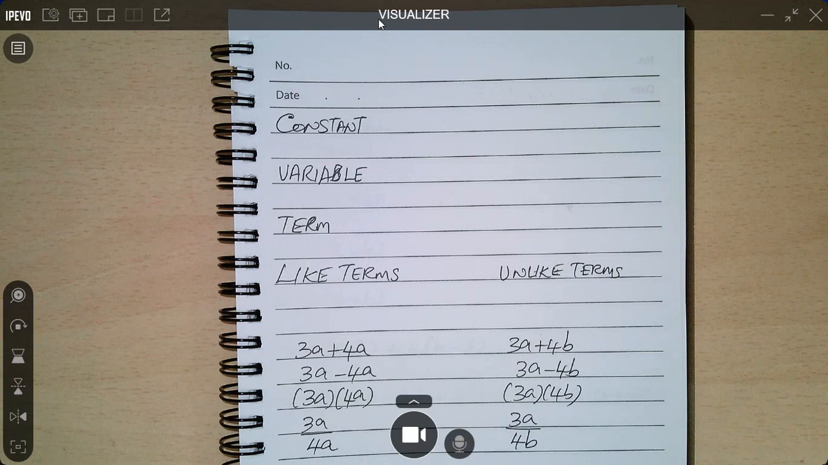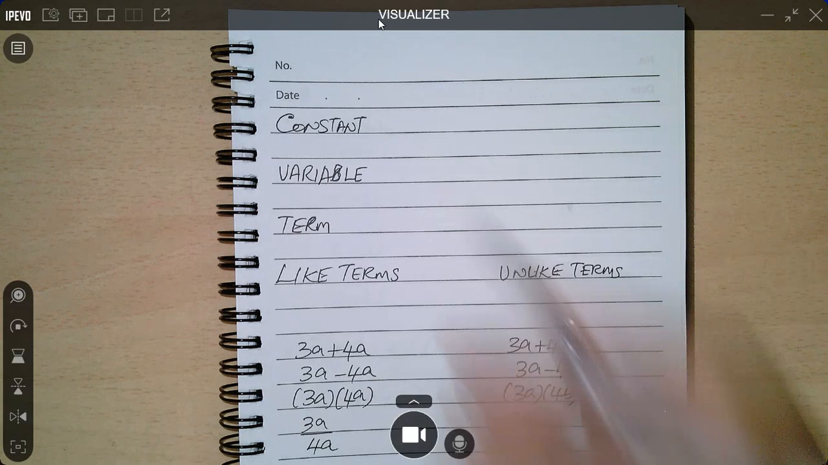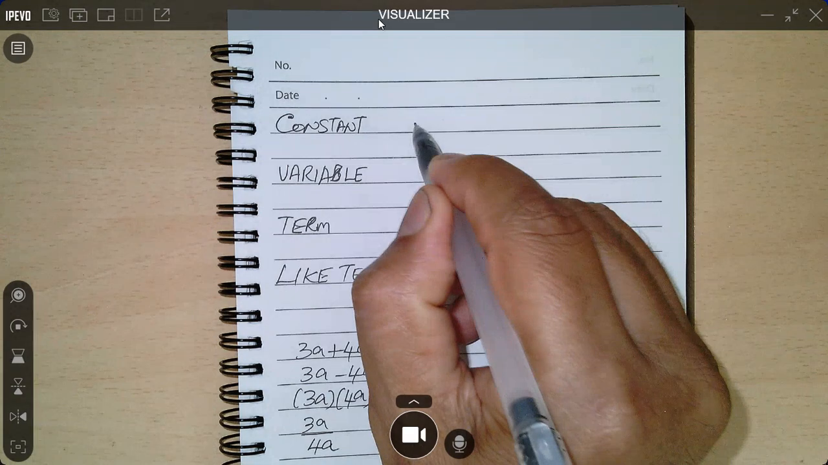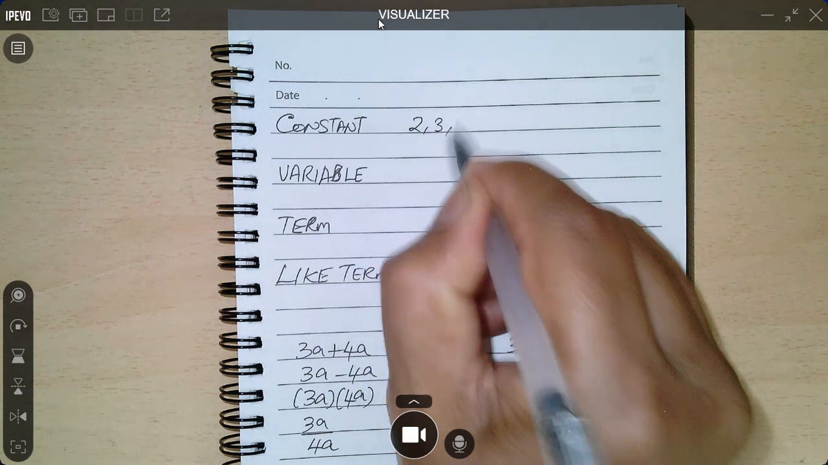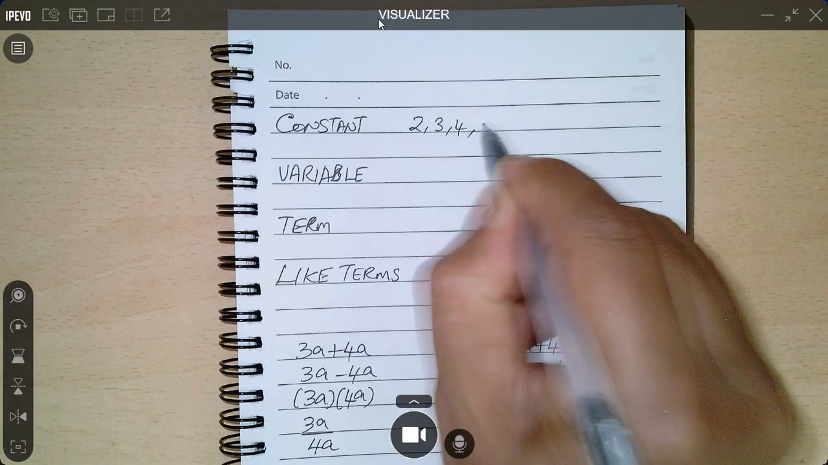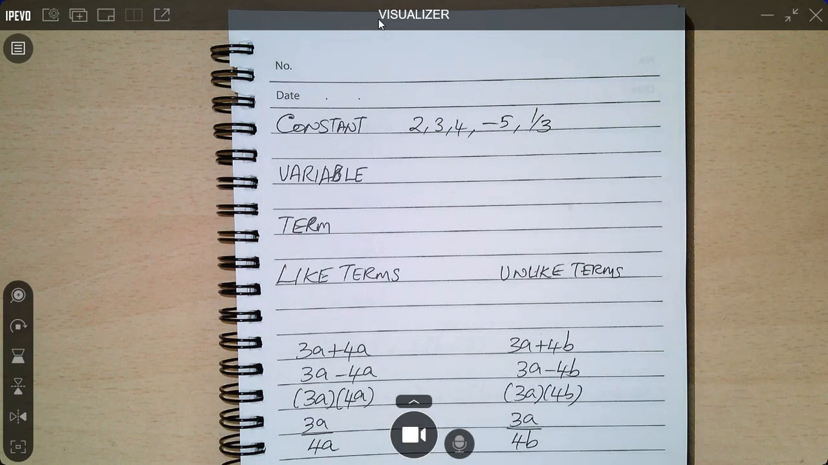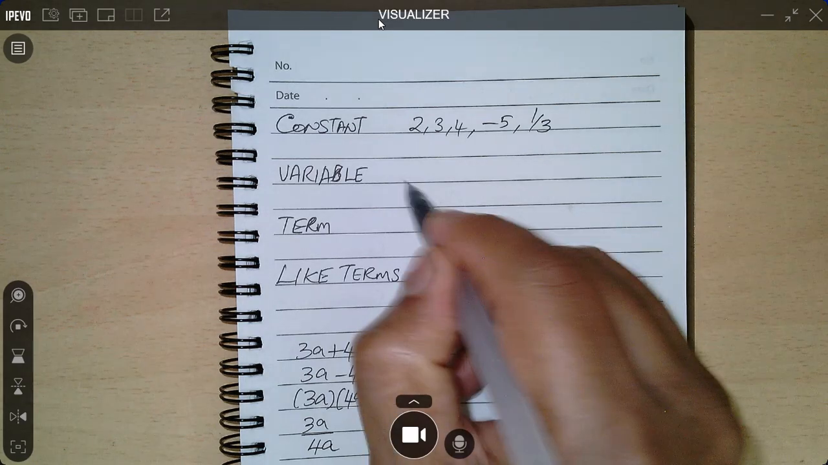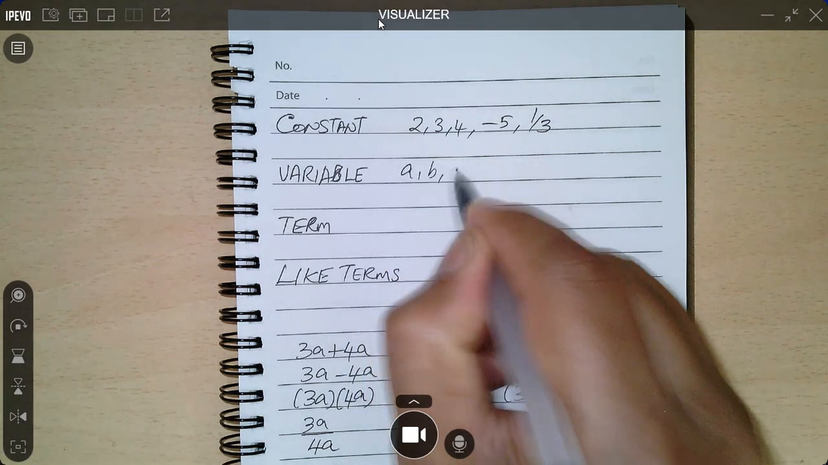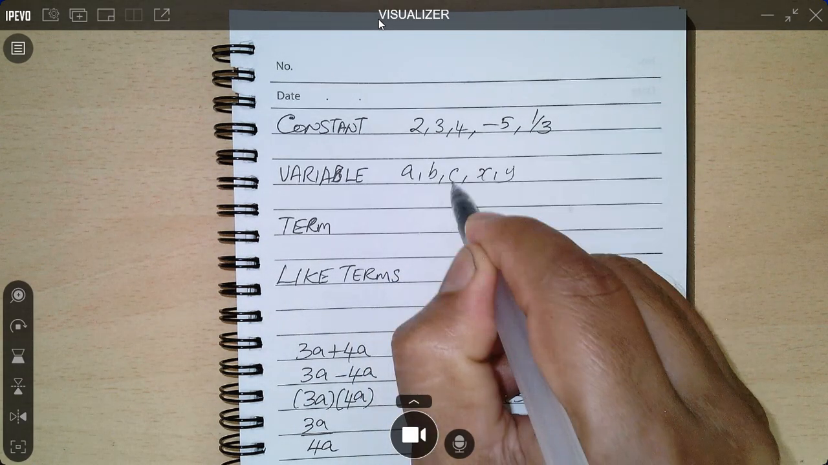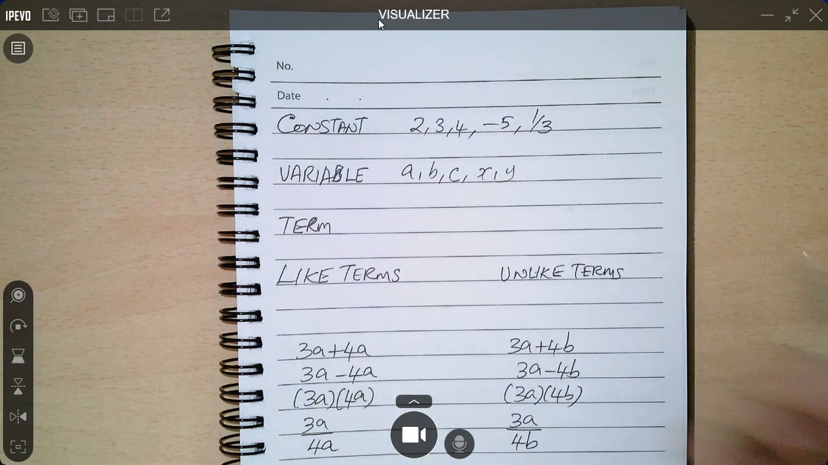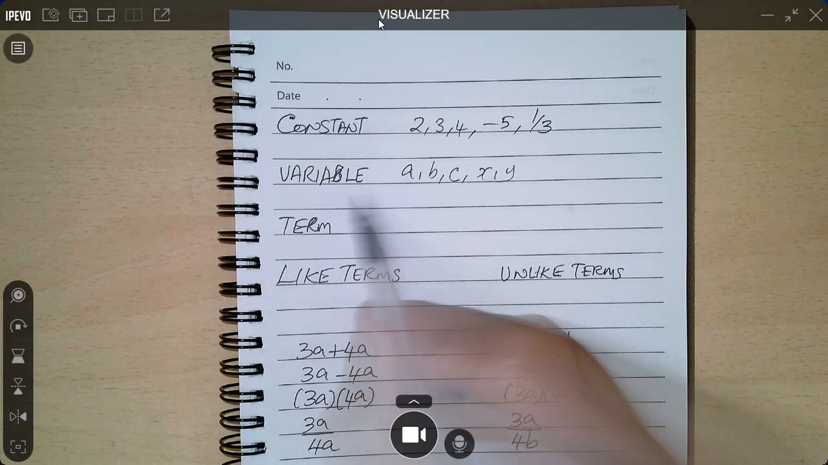Okay, today we see some algebra concepts. So first of all, what is a constant? Constants are our numbers: a positive number, a negative number, or a fraction. All these things are known as constants because they have a fixed value. A variable is denoted by alphabets. The values are always changing. That's why the name is variable.